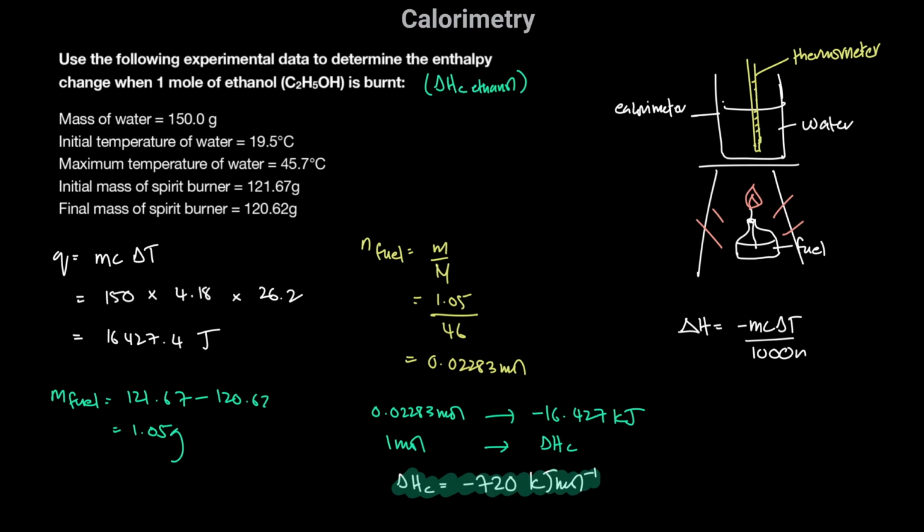In this case we were dividing negative mc delta T over 1000, that was minus 16.427, divided by the number of moles of fuel to get the enthalpy change of combustion. So this is minus Q over 1000 N. Over here, delta H is in kilojoules per mole, and Q over here is in joules. N is the number of moles of fuel.